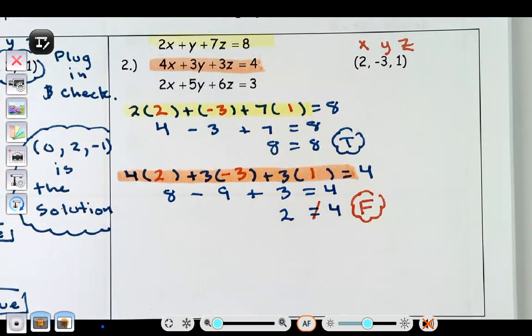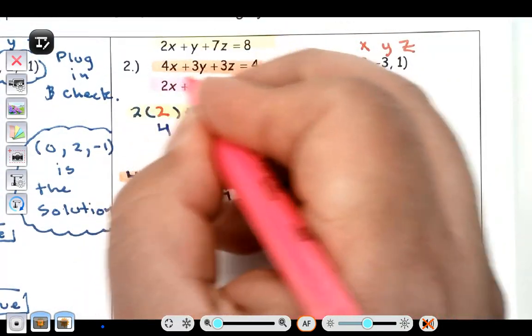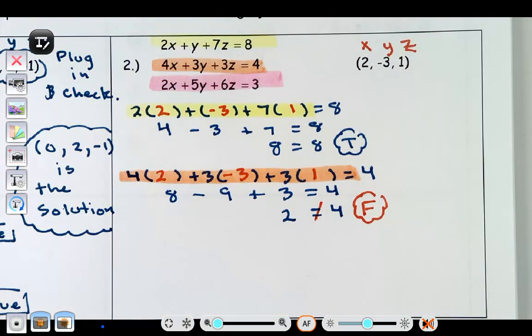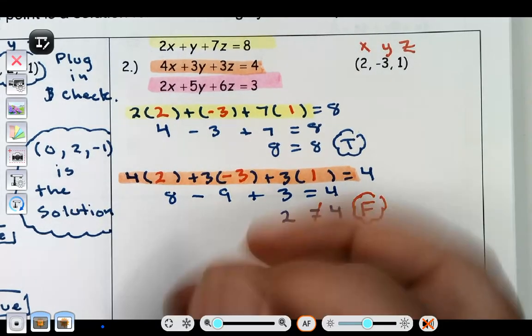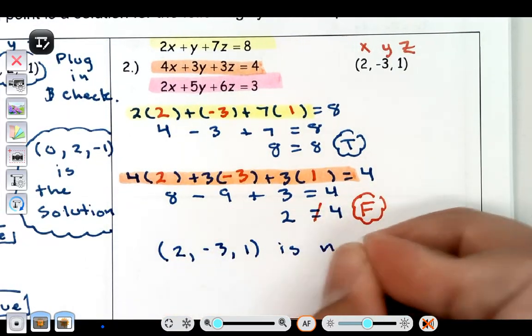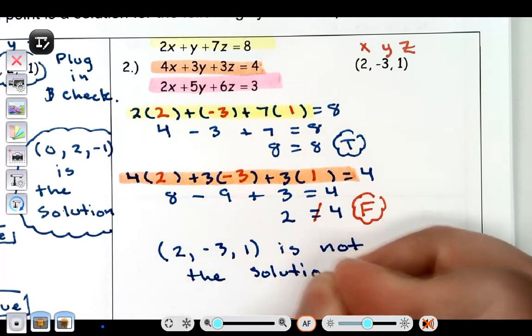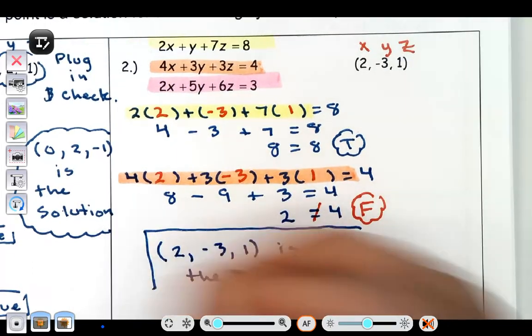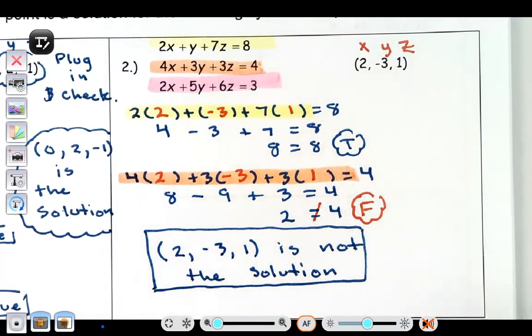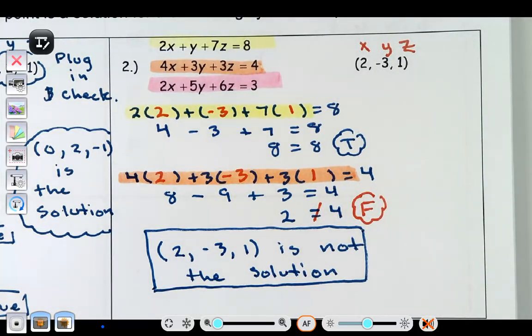So now the question is, all right, so it didn't work for this line. So should I even test it in the third one? Yeah, not at all. As soon as it failed one of our lines, then I don't waste my time checking anything else. If it failed, all I'm going to say is 2, -3, 1 is not the solution. Remember, we are just checking. We're not solving. We're not trying to figure out what X, Y, Z are. They're just asking, is this a solution to that system? And the answer is no.